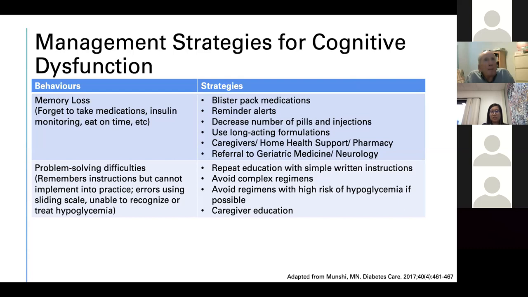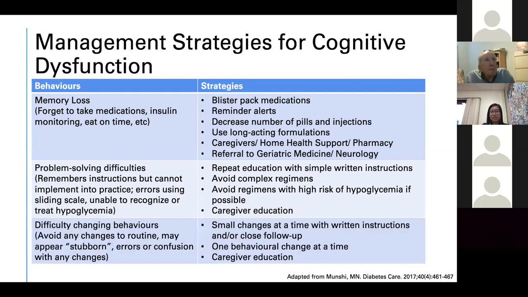And for those patients who have primarily difficulty with changing behaviors, small changes at a time with written instructions and close follow-up are often needed. I find that I often have some of my patients come in every week to check on them to make sure that they're on track. And like I mentioned earlier, one behavioral change at a time.